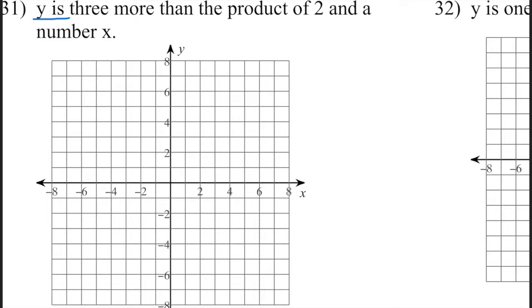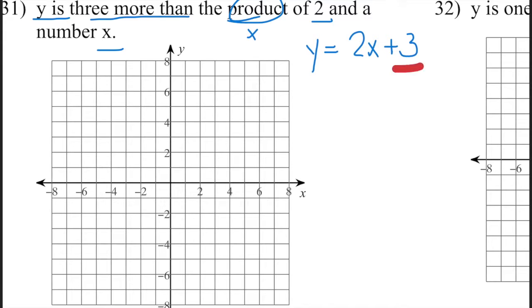So y is 3 more than, remember that means plus 3. The product means multiply 2 and x. So there you go. Y is 3 more than the product of 2 and a number x. Now that we have this, our y-intercept is 3. My slope is 2, which is really 2 over 1. So up 2 over 1, up 2 over 1, and here's my line.